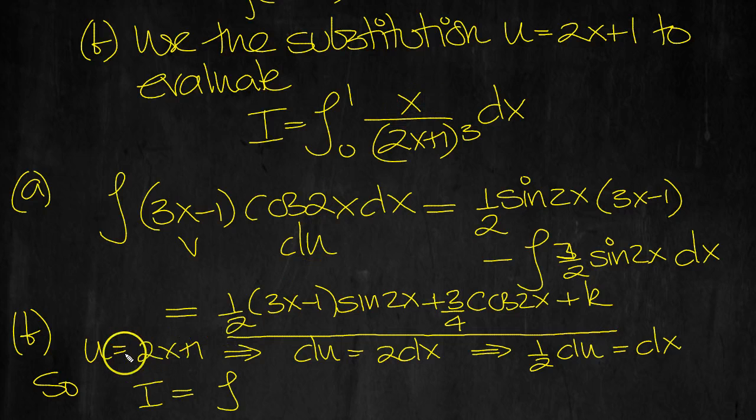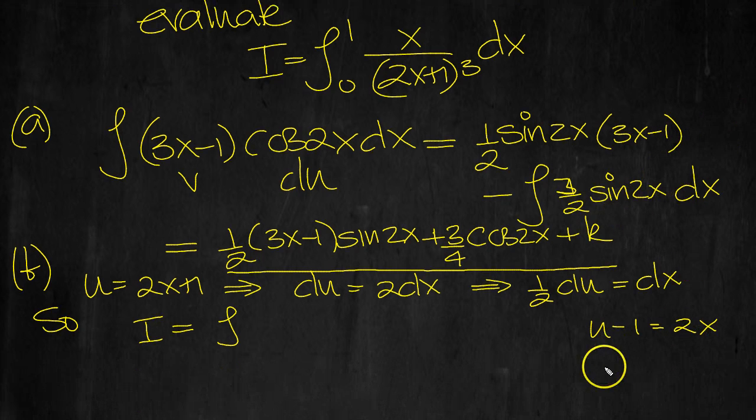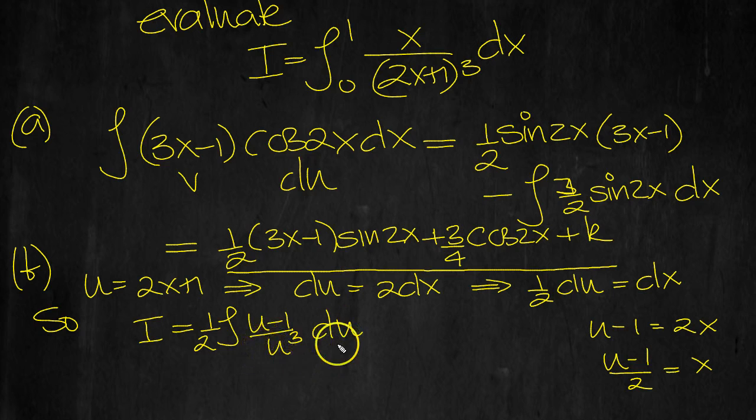x would be u minus 1 over 2. No, just do the algebra here. So u minus 1 equals 2x. So x would equal u minus 1 over 2. So we've got x here, so that would be over 2 we can put as a half. And it would be u minus 1 on top over the 2x plus 1, which is u cubed, du. Du is 2 dx, or it was dx, but now we want to replace it with du. So it's half du.